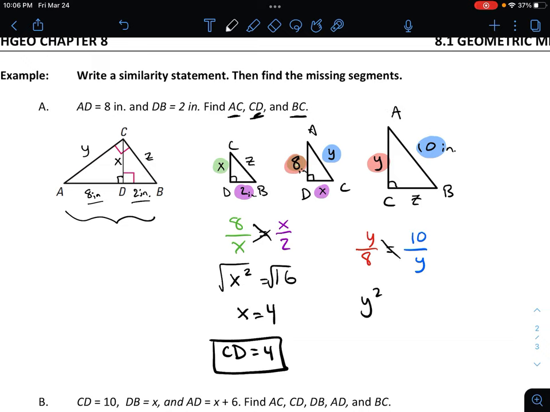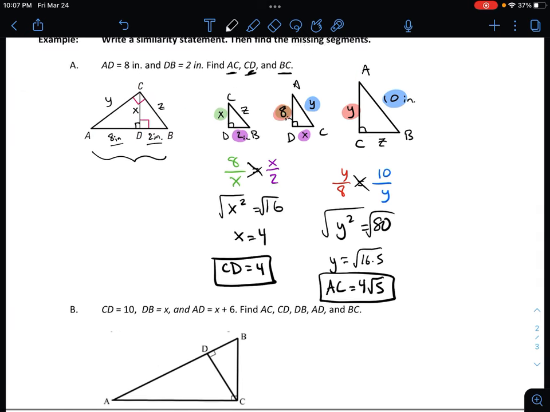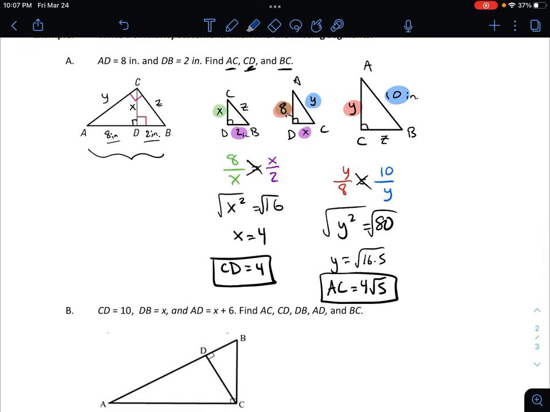When I cross multiply, we get y squared equals 80. I can take the square root of both sides. The square root of 80 is not a perfect square, but I can break it down into 16 times 5, and the square root of 16 is 4. So I know that AC is 4 square root 5. Don't forget to put units on all these.